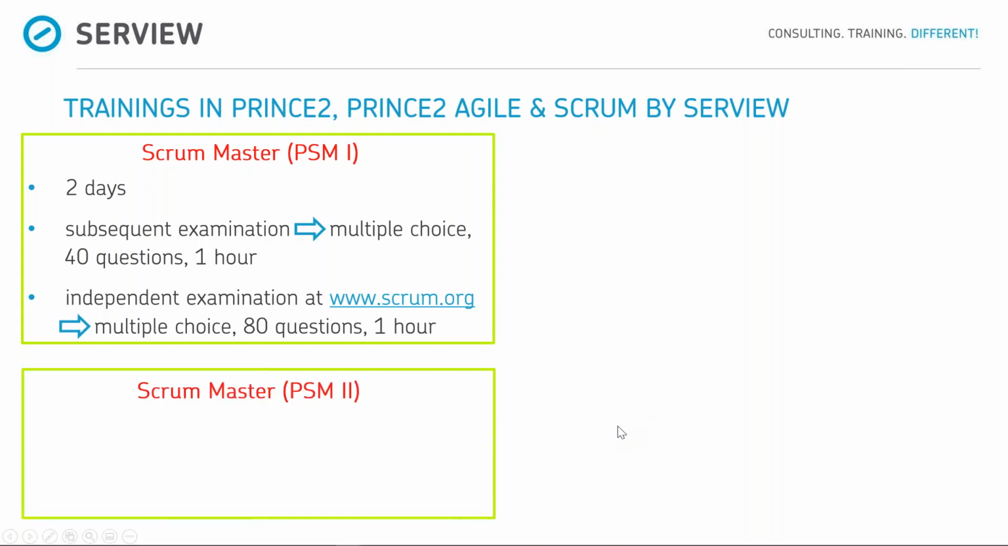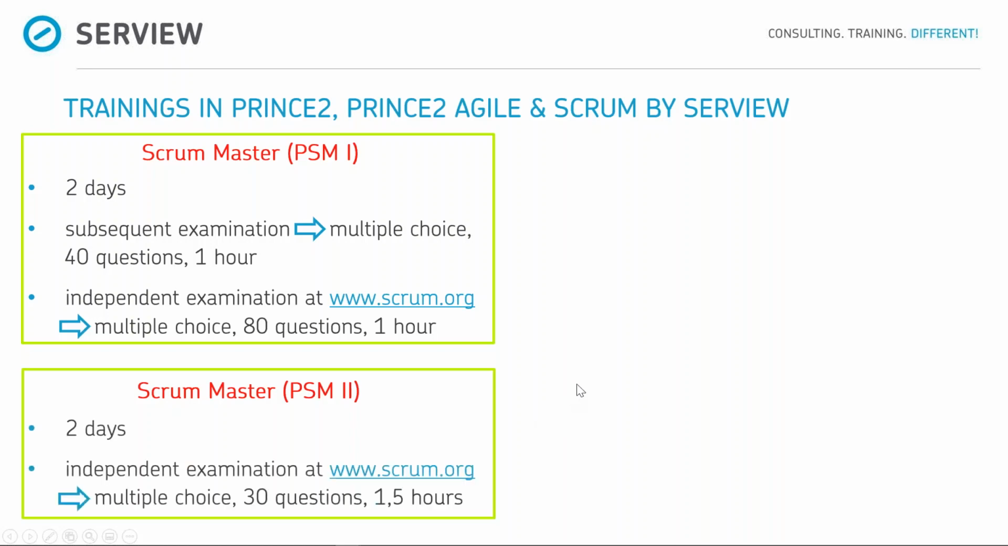If you say, I need more of this, I need the practice, I need to do it, you can take the Scrum Master 2. This is 2 days, again, of heavily exercise-focused doing of the Agile methods, with, again, an examination at scrum.org, 30 questions, 1.5 hours, a bit more in-depth about how to apply Agile methodology, of course, focused on Scrum here.